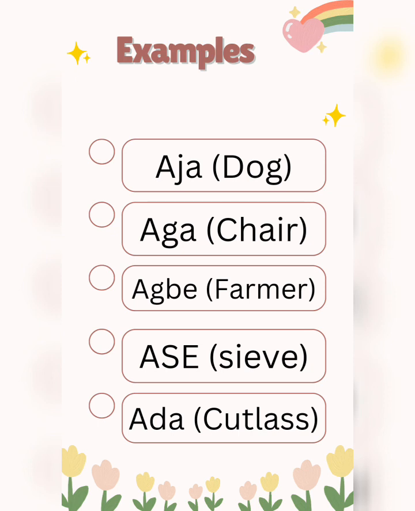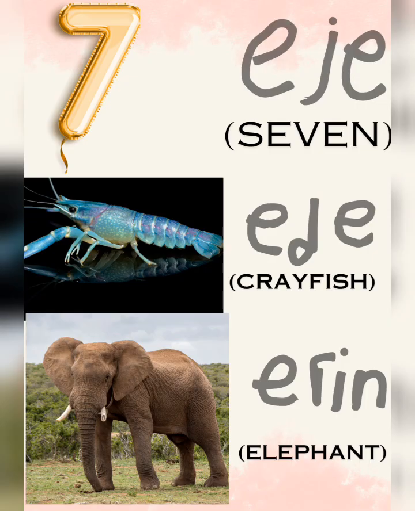We have a, e, i, o, u. So we are moving to a now. A is another Yoruba vowel sound.